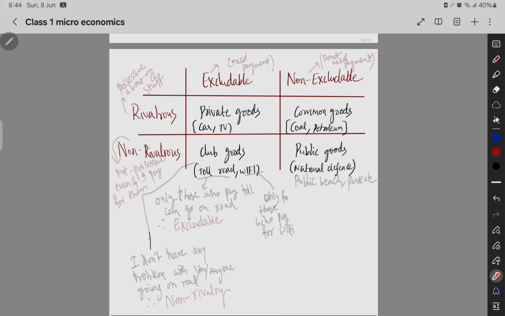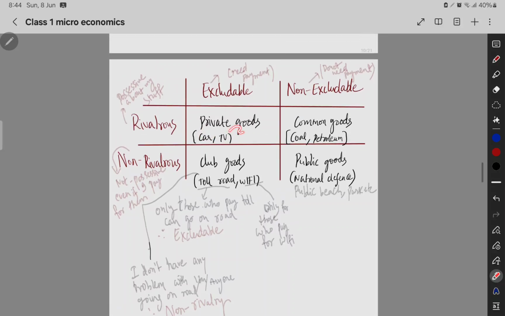For example, private goods are excludable. Club goods are also excludable. Why? I pay for my car, I pay for my TV, they are all my own private goods, right? So I can exclude them. I need not buy a car, I need not buy a TV. I can exclude them from consumption. That is my wish. Wi-Fi, I need not pay for Wi-Fi. Excludable, remember this, means they need payment, therefore you can exclude them.